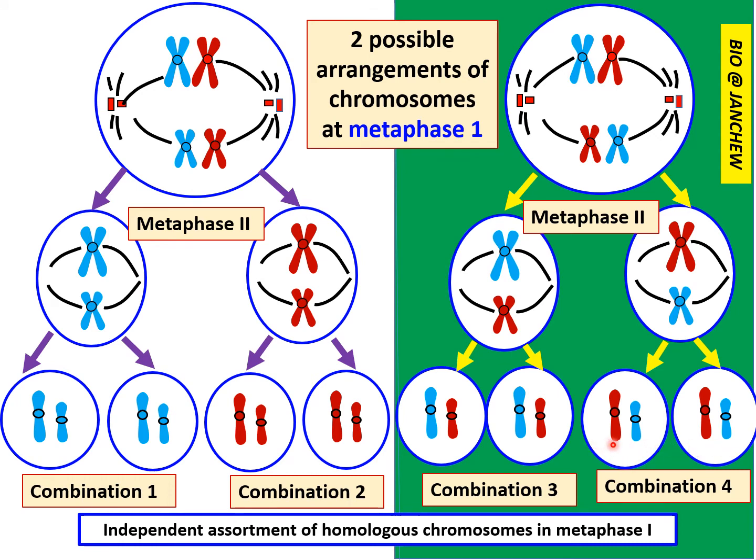Okay, now this combination is unlike this combination, right? So here we have four genetically different gametes formed from the different arrangements of paternal and maternal chromosomes. So this is how the independent assortment of homologous chromosomes in metaphase 1 causes the formation of genetically different gametes, and this leads to variation.